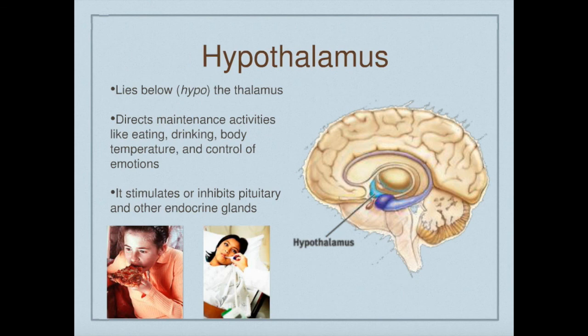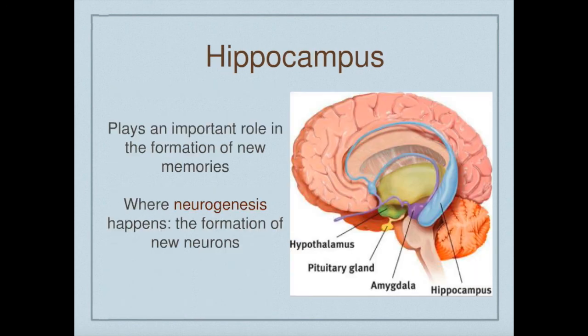The hypothalamus sits below the brain. It directs maintenance activities like eating, drinking, body temperature, control of emotions, those kinds of things. So the hypothalamus is extremely important. Hypothalamus just means that it's sitting below the thalamus.